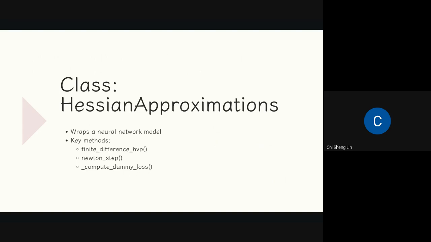So the Hessian approximation class is designed to be a wrapper around any model object with forward, loss, and parameter methods. It approximates HVPs using finite differences and then applies Newton-like updates using those approximations. And what we can see on the slide is our major function. Okay, next page.